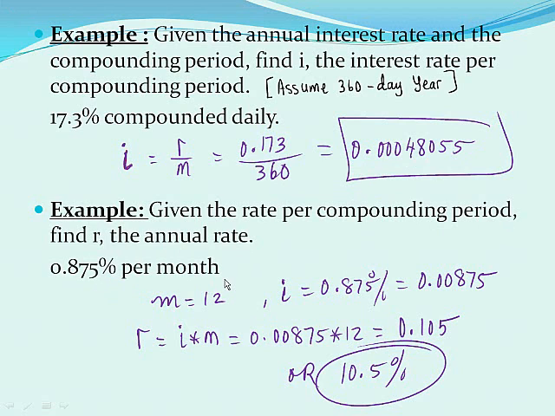Second example, given the rate per compounding period, find the value for R, the annual rate. 0.875% per month. There are 12 months in a year, so the M value is equal to 12. Given the value for I, which is 0.00875, I can substitute back in I equal to R over M, or written as R equal to I times M. We get 0.105 or 10.5%. That is the annual rate.